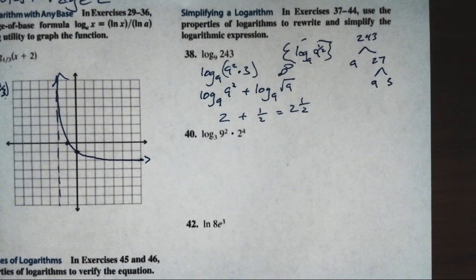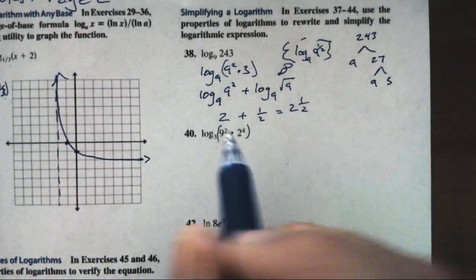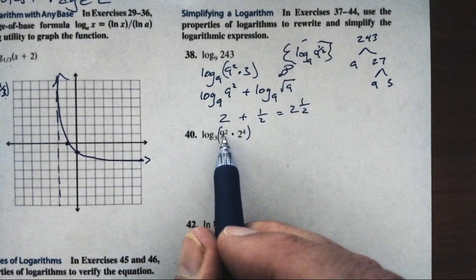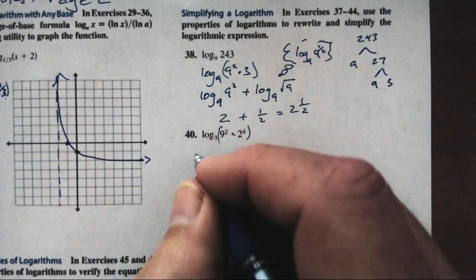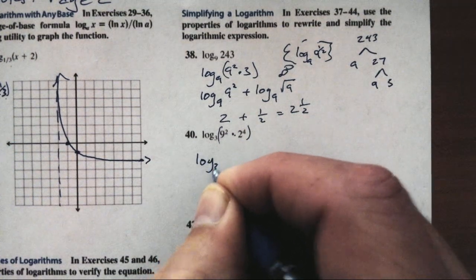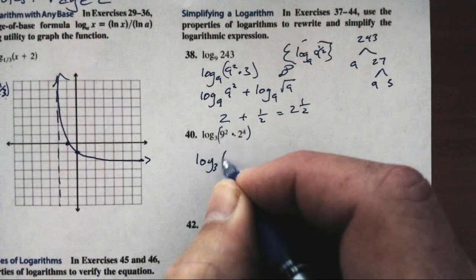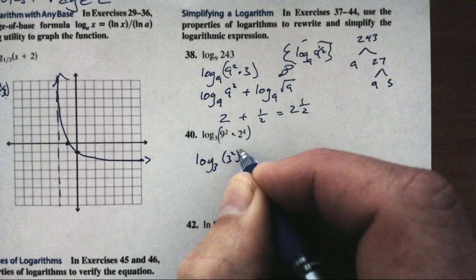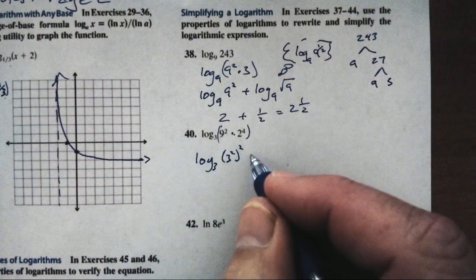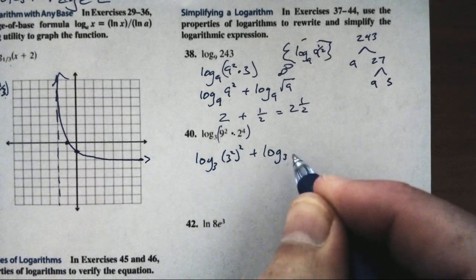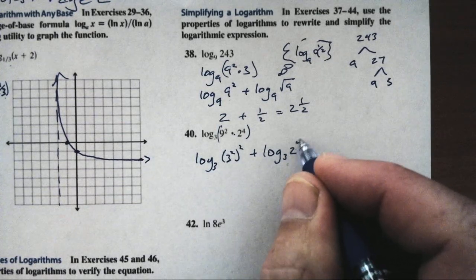So kind of slick there. All right, here we've got log base 3 of 9 times 2 to the 4th. I like it with the 9. I can split it into addition, log base 3 of 9 plus log base 3 of 2 to the 4th. So I'm going to go log base 3, but rather than 9 here, I'm going to represent the 9 as 3 squared, plus log base 3 of 2 to the 4th.